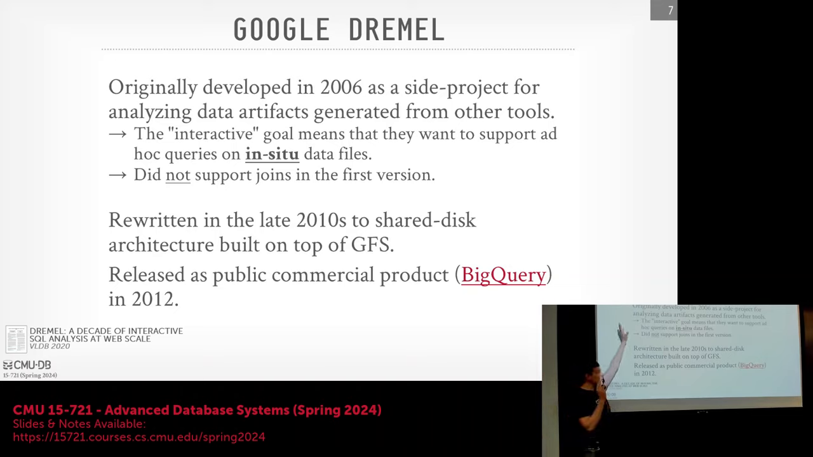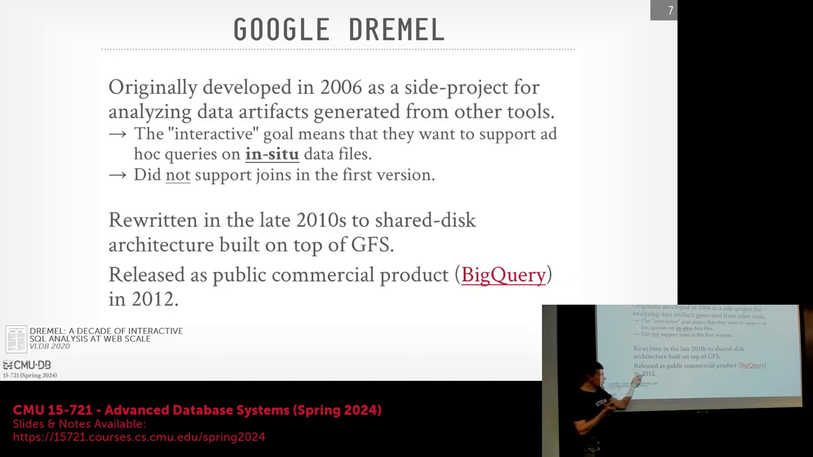So the idea was they wanted to have a bunch of files sit around on disk in shared storage, and ingest them. Although the first version actually was a shared nothing system, meaning you had to ingest the data into the system, and then it got cataloged. Then the rewrite, late 2000s, not 2010s, made it disaggregated storage, where you're just reading data directly off of Google File System, or GFS.